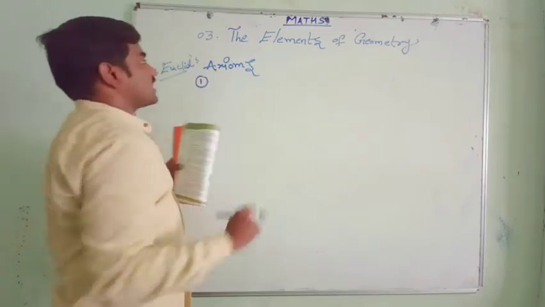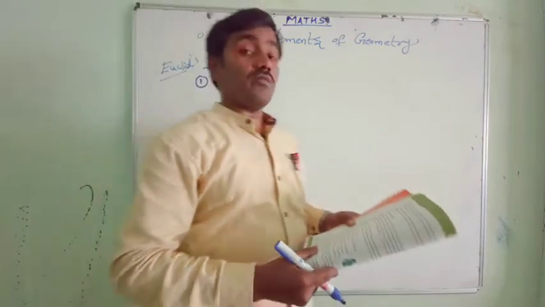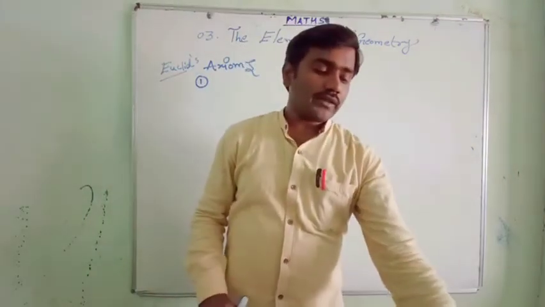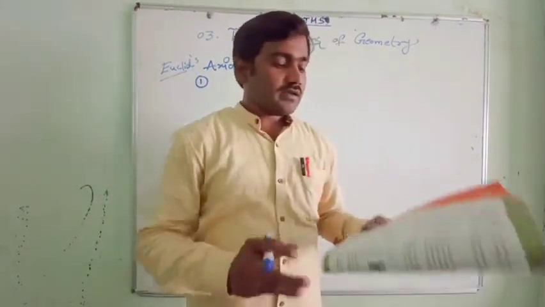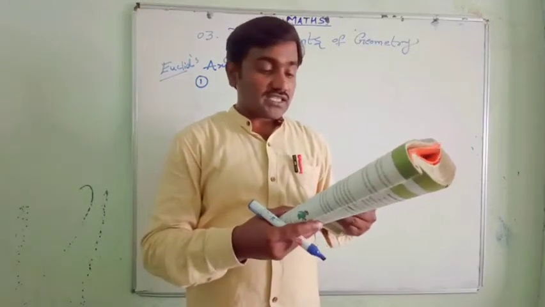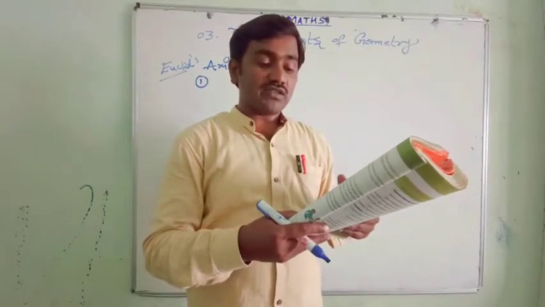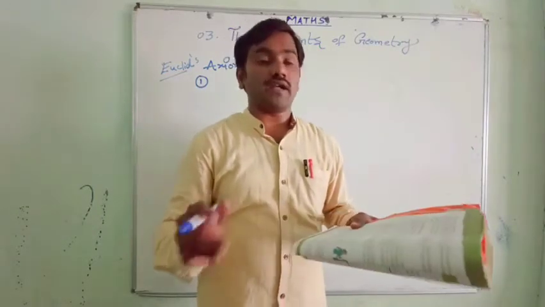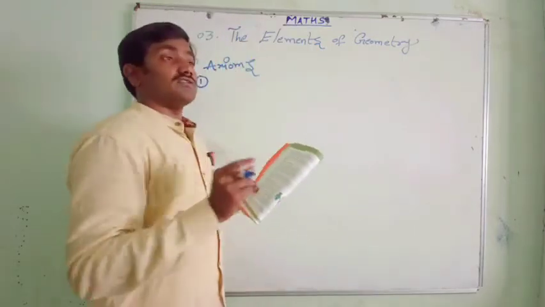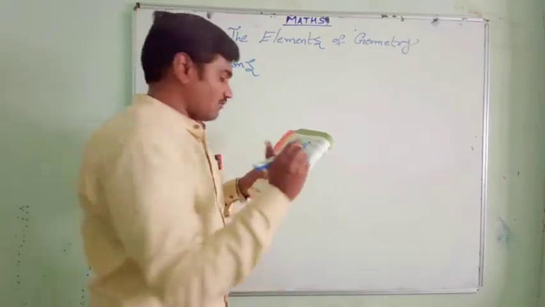Euclid's Axioms and Euclid's postulates. Okay, the first one: things which are equal to the same things are equal to one another.